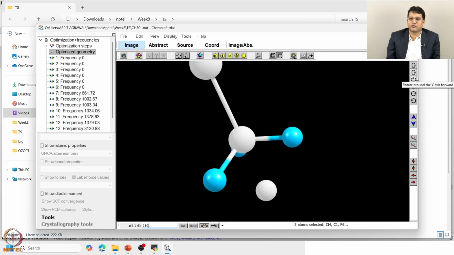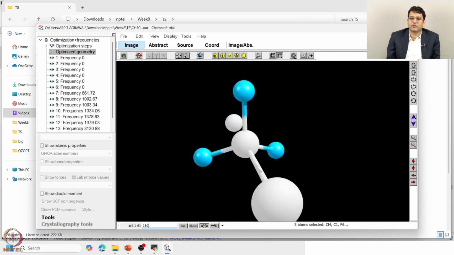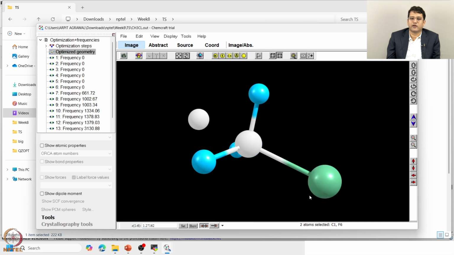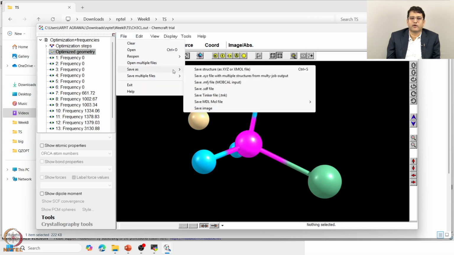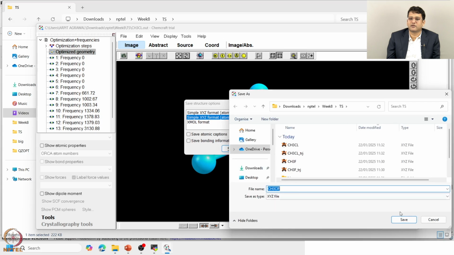And now, if I look at it, we can see that they are aligned. Maybe quickly it will be a good idea to check the distance, 1.27, should be fine. And I save it with save structure, simple XYZ format, atoms as character, CH3Cl.F. I think the name is fine.